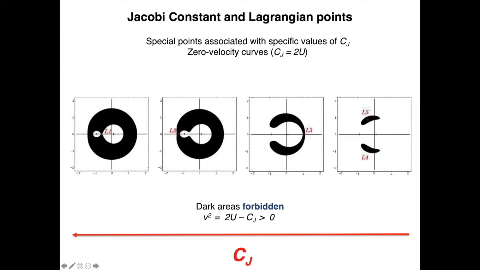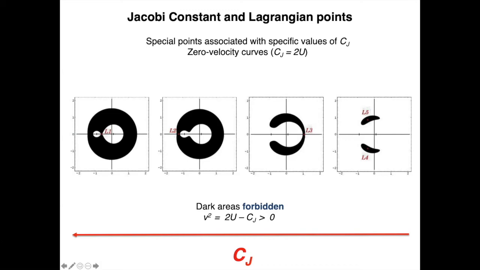And the dark areas are forbidden because these are areas where v squared would be less than zero. The definition of the Jacobi constant is 2u minus v squared, so v squared has to remain positive. That defines areas where the particles cannot go. The particle has a motion that is bound by these surfaces and cannot go inside here. In here, the velocity would be imaginary. So even though the restricted three-body problem is not integrable, the existence of the Jacobi constant permits us to find regions where the particles cannot be.